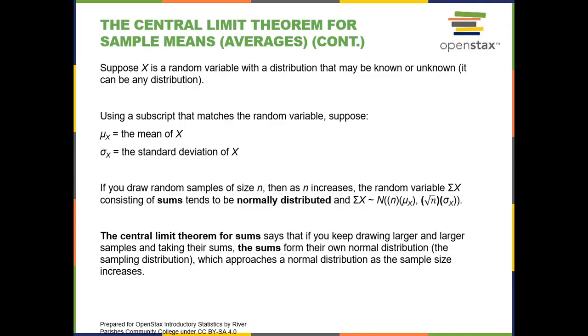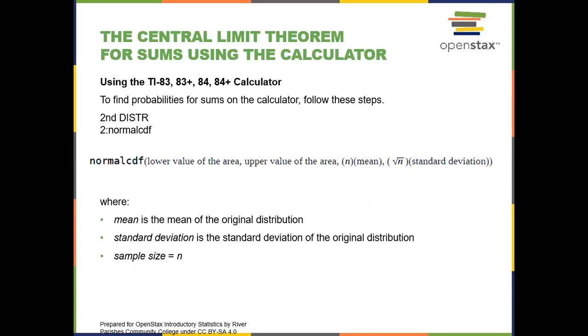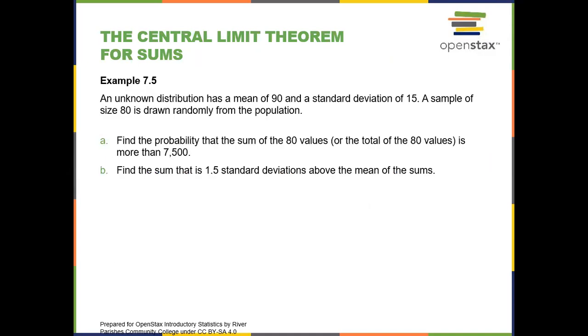So the central limit theorem for sums says that if you keep drawing larger and larger samples and taking their sums, the sums form their own normal distribution, okay? The sampling distribution approaches a normal distribution as the sample size increases. Okay, same calculator, second verse 2, which is normal CDF.